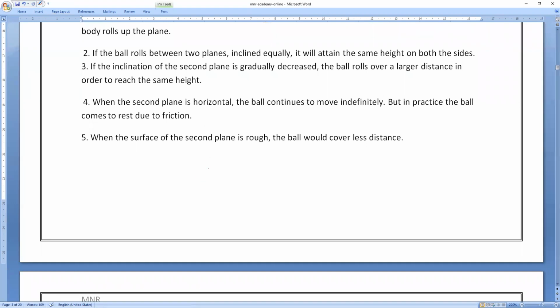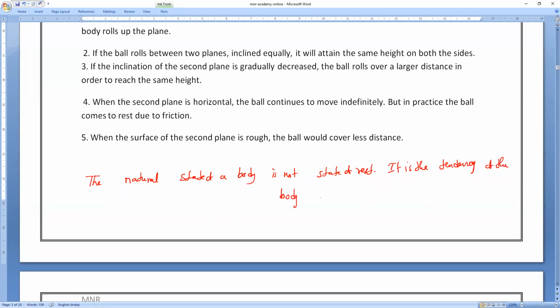The natural state of a body is not the state of rest. It is the tendency of the body to oppose change in its state of motion or rest. So this is Galileo's conclusion after all these 5 facts.